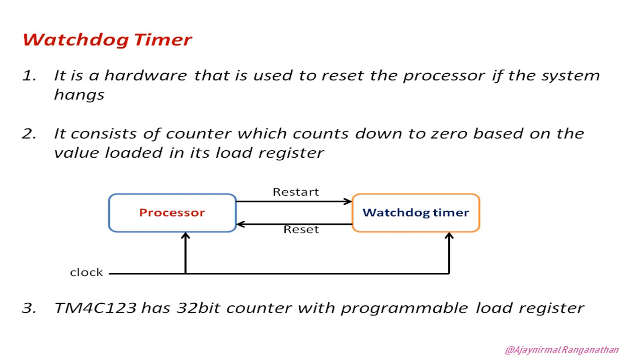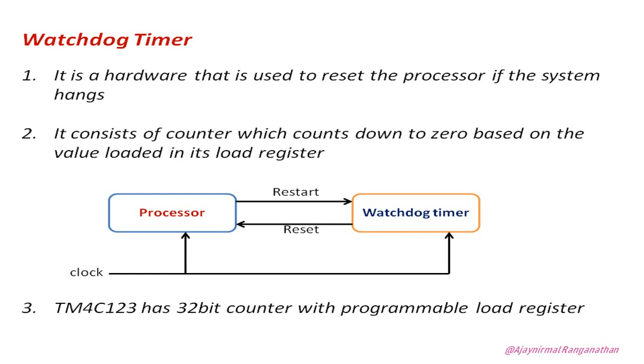And here in TIVA, it is a 32-bit counter. You can see a diagram here where the processor tries to restart the watchdog timer every time. If the software running in the system hangs, the watchdog timer meets a timeout and then it resets the system. This is how it works.